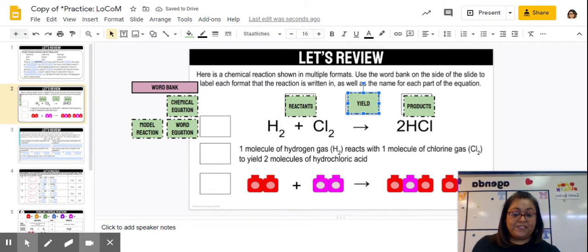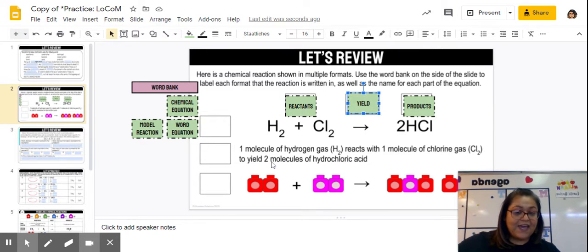And if I think about it, this is showing me the chemical equation. These are the words I would say: 1 molecule of hydrogen gas reacts with 1 molecule of chlorine gas to yield 2 molecules of hydrochloric acid. So that would be the words. And then this is the model that shows that with our little blocks.